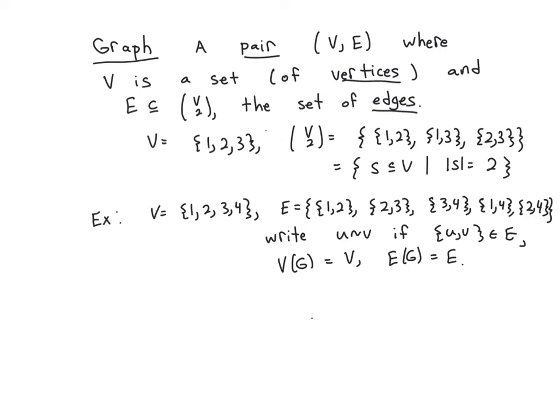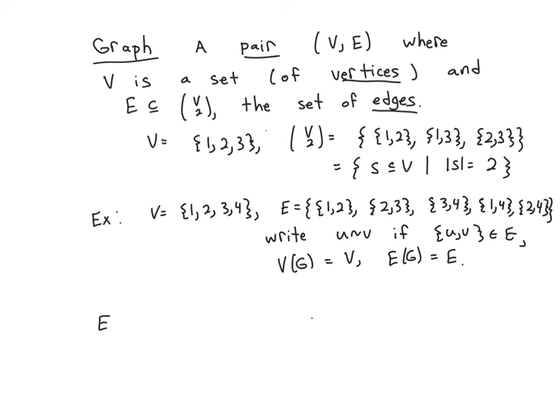And as notation, sometimes you see V(G) written in place of V and E(G) written in place of E. We sometimes write this because it's common to just write capital G for the graph without specifying the vertices and edges in advance.